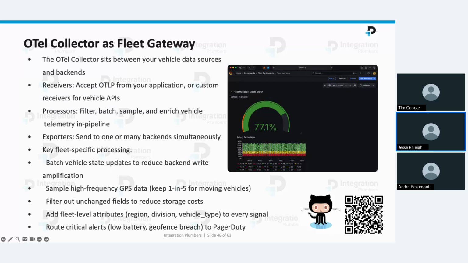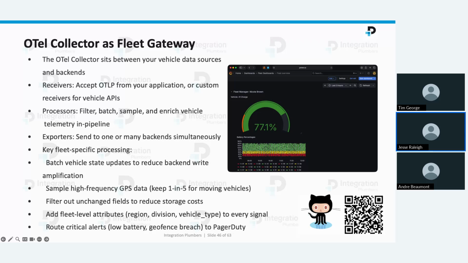The OpenTelemetry collector is the architectural centerpiece of the fleet monitoring pipeline. It sits between your vehicle data sources and your observability backends, functioning as a fleet-wide telemetry gateway. The receiver accepts OTLP data from your application or custom receivers for vehicle APIs. Processors handle filtering, batching, sampling, and enrichment in the pipeline. Exporters send the data to one or many backends simultaneously.